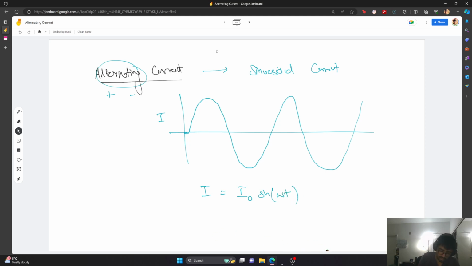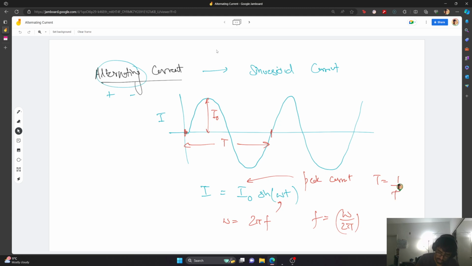Here, let's understand all the terms that are involved. I naught is the height, what we call the peak current, right? And omega is 2 pi f. So if you calculate omega by 2 pi, that gives you the frequency of the wave, right? And if you want to find the time period from here to here, that time period will be 1 by f. So omega is called angular frequency, and f is just called frequency. These things we already know.